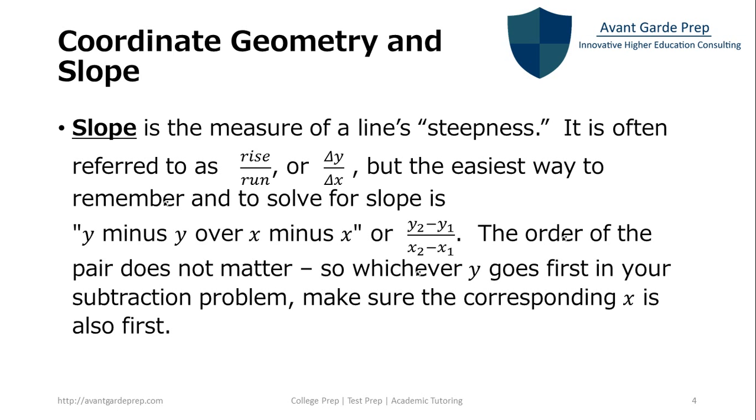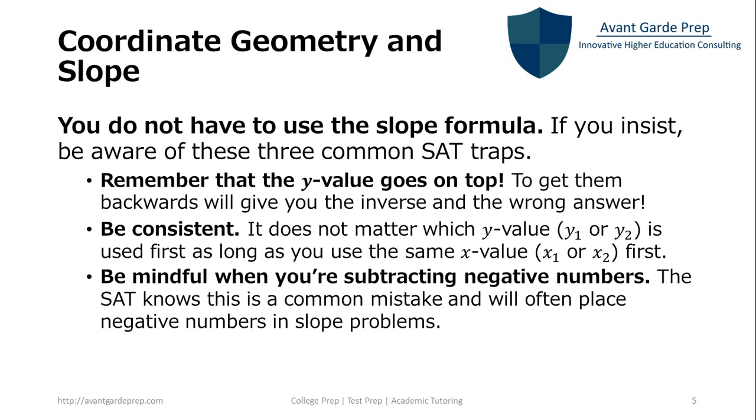This is another formula you must have correct, with y and x values arranged together and be consistent. If you use the slope formula, remember to always place the y values on top. Be consistent when ordering the x's and y's. You should also be very careful with your negative numbers. The SAT knows this is a struggle for students and often requires it to be done.